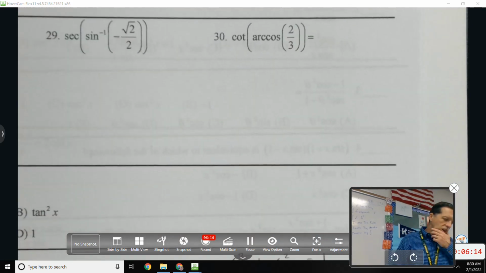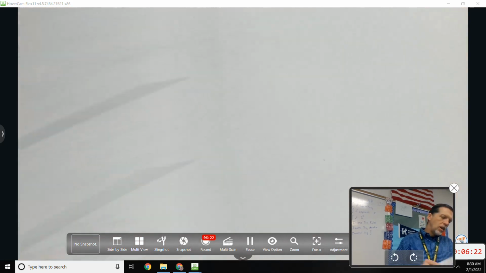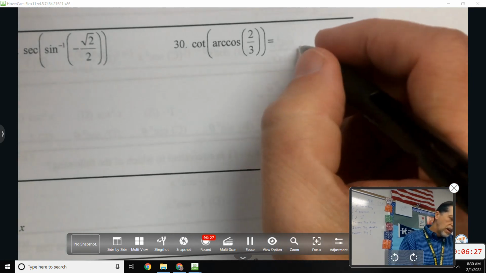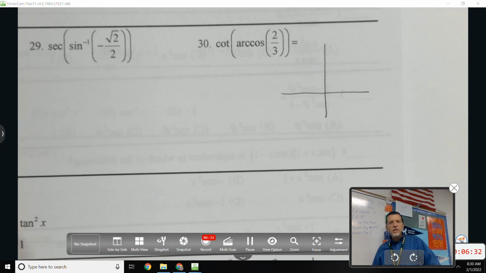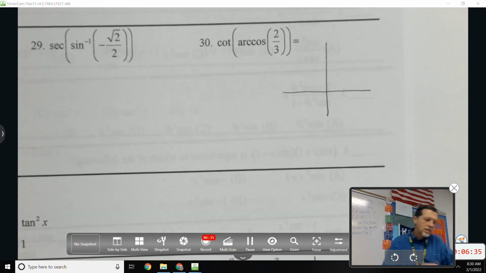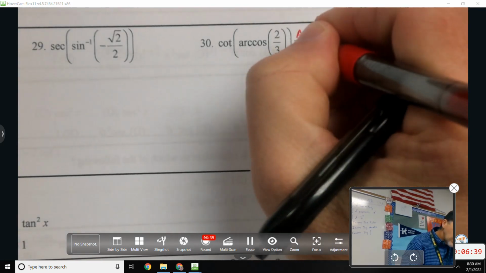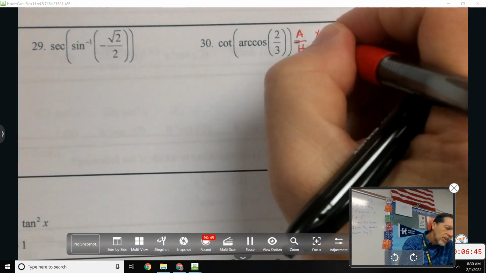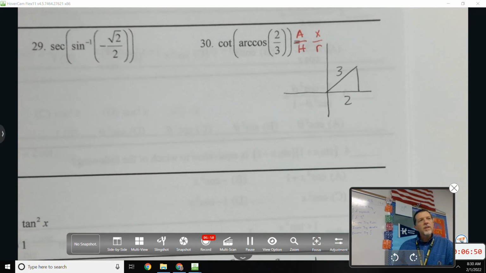Cotangent of the arc cosine of 2/3. 2/3, that's not a unit circle value, so I know this is a picture problem. It also is a pretty good hint that says, draw a right triangle. Arc cosine's got to be in quadrant 1 or 2. This one's positive, so it's going to be in quadrant 1. Cosine is, so SOH CAH TOA, a over h, x over r, 2 over 3.